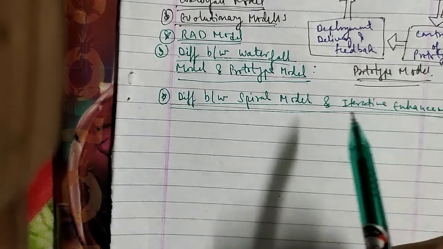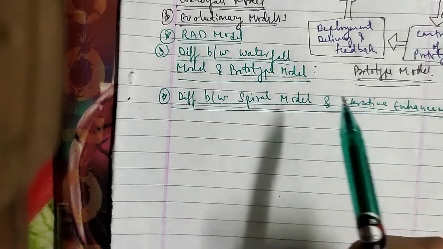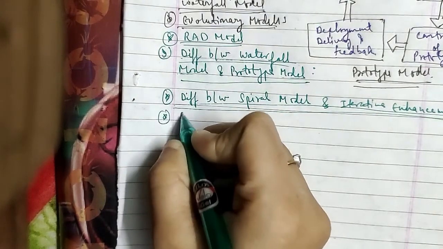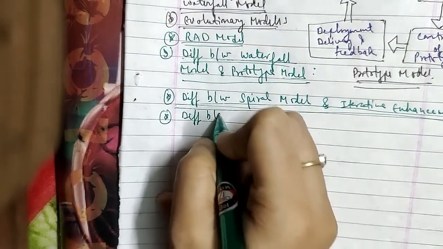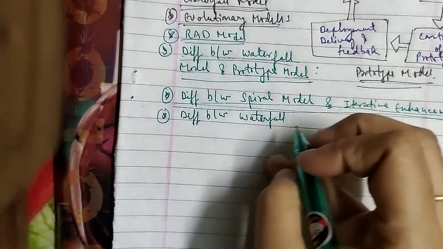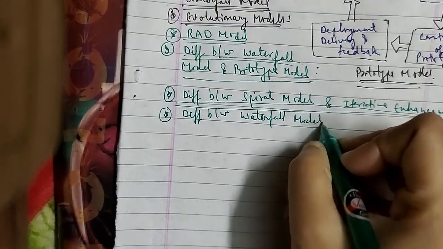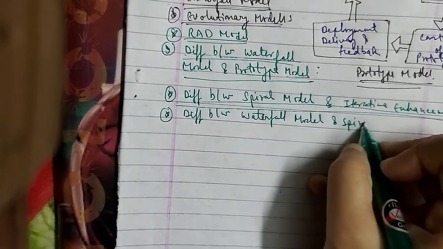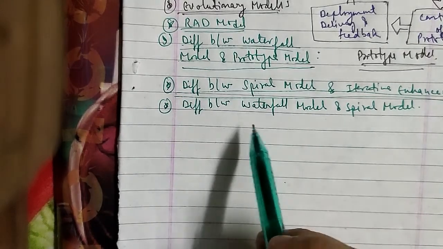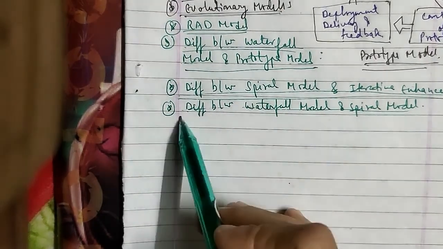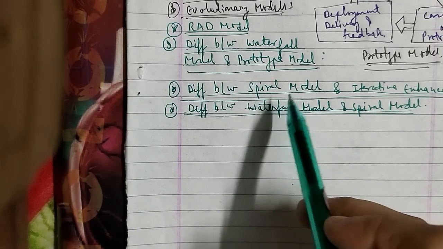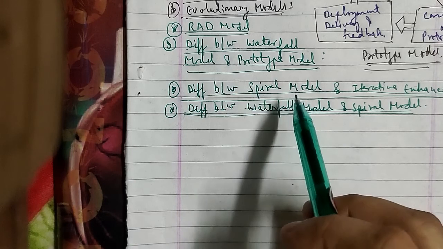Now we will go further and discuss another difference, between the waterfall model and the spiral model. For the waterfall model, it requires a good understanding of requirements and familiar technologies.